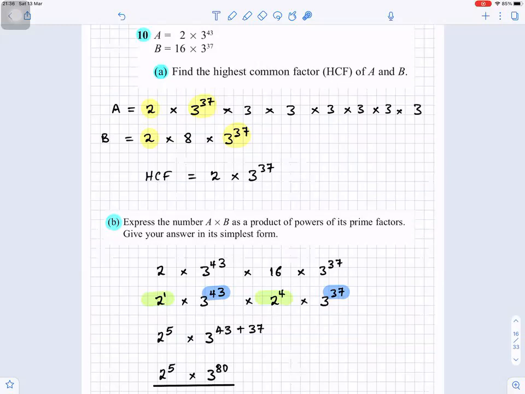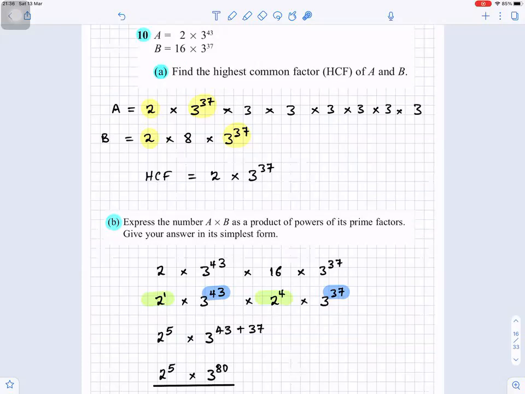And then we can write 16 as 2 times 8, which is 16, and then 3 to the power 37. So what is the highest common factor between the two of them? There's 2 in both of them, so we write the 2. And there's 3 to the 37 in both of them, so we write 3 to the power 37. So 2 times 3 to the power 37 is the highest common factor.